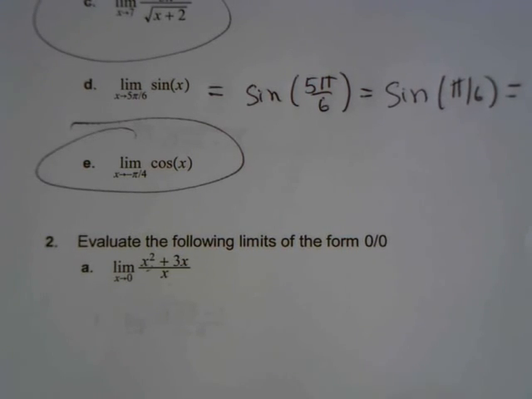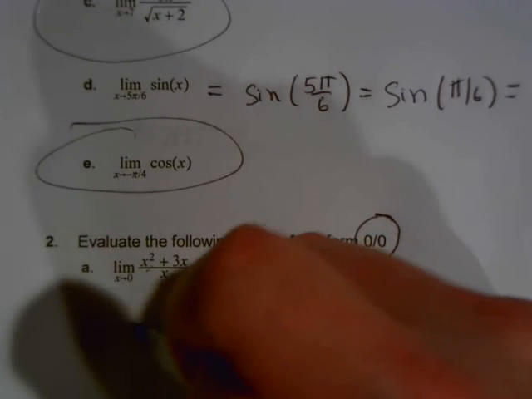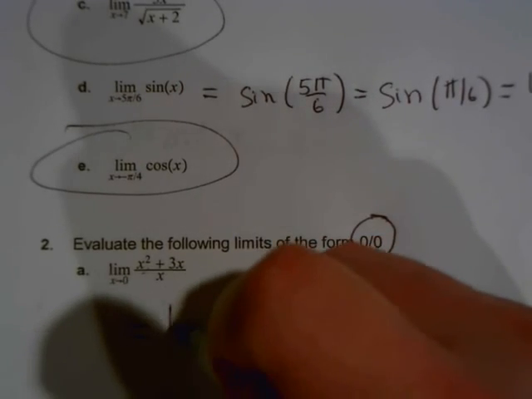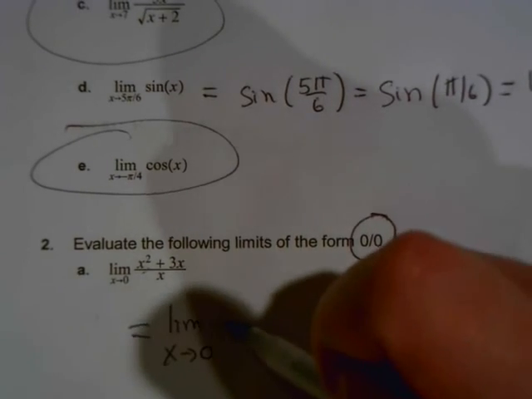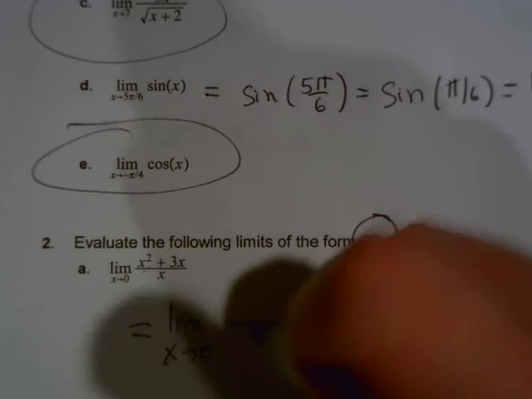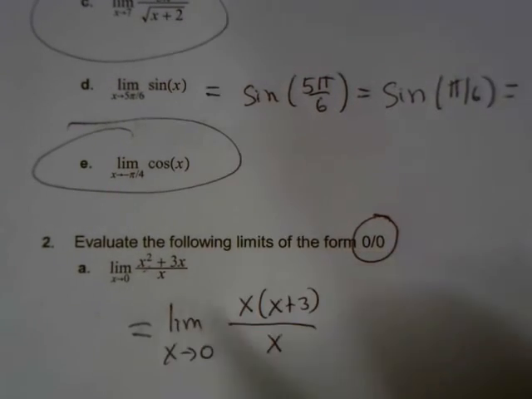When you get limits that are in the form of 0 over 0, like this one is, you have to do some algebra or possibly some trigonometry. You need to simplify. So we're going to rewrite this. This is the limit as x approaches 0, and I notice for this one that I can factor the top. I can take an x out. I can write that as x over x plus 3, and then I have that x on bottom.